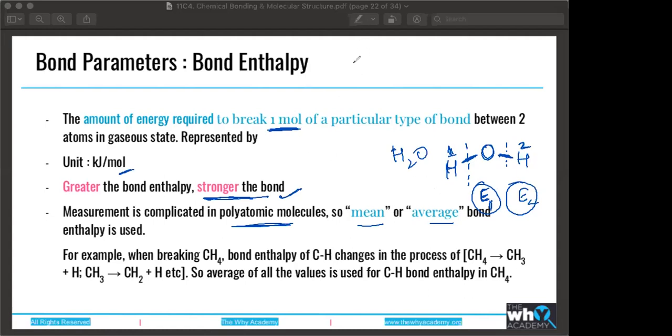Because when you break H2O, you break one bond and you get HO plus a hydrogen atom. Now this particular species is different from H2O. That is the reason the bond enthalpy between oxygen and the second hydrogen also changes, because the species itself is changing. So for convenience sake, when you say bond enthalpy of the OH bond in water, it basically stands for the mean or average of both of these bond enthalpies.